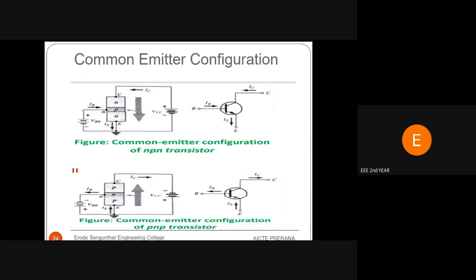Figure shows the NPN and PNP transistor common emitter configuration schematic diagram. In the figure, input is applied between base and emitter. Output is taken from collector and emitter. The input current is base current, output current is collector current. Emitter is common terminal for input and output and is connected to ground.